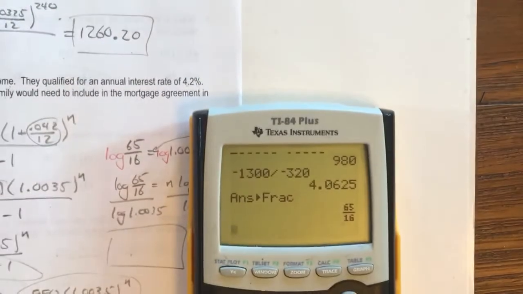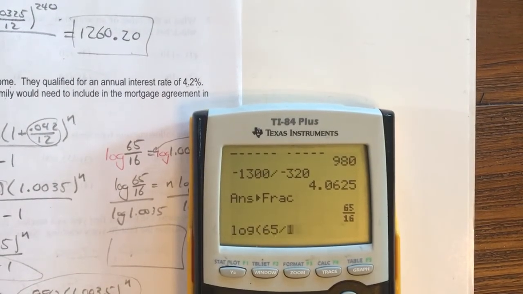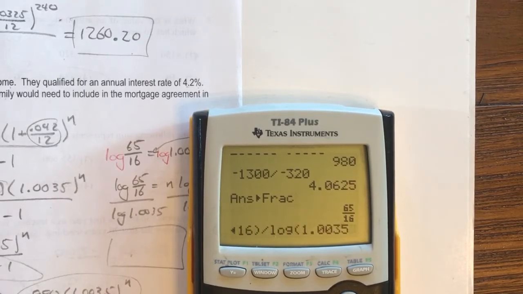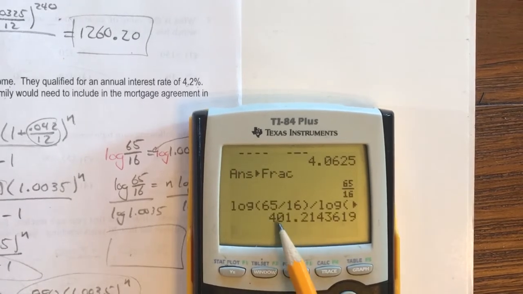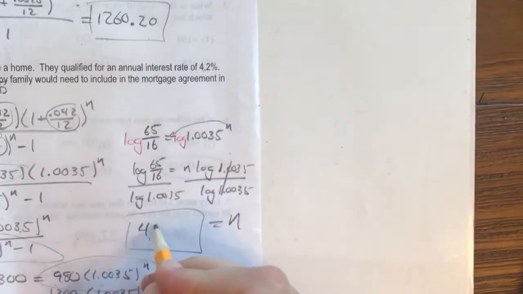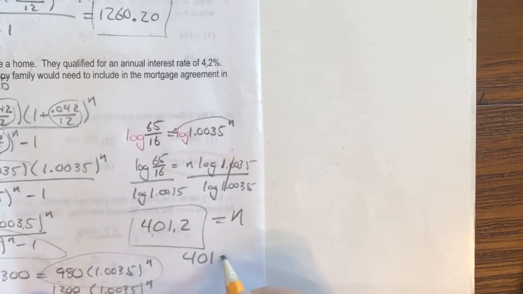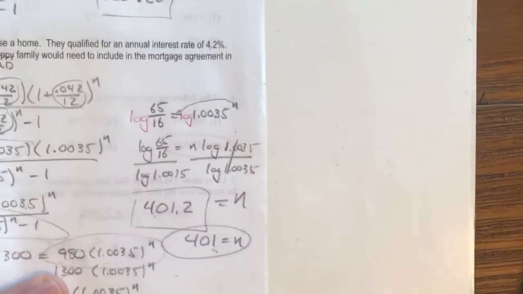Put that in my calculator. Log of 65 over 16, close that, divided by the log of 1.0035, and I hope I didn't make any mistakes. I'm going to get 401.2, or just say, I think it says the nearest month. That's how many months it would take.